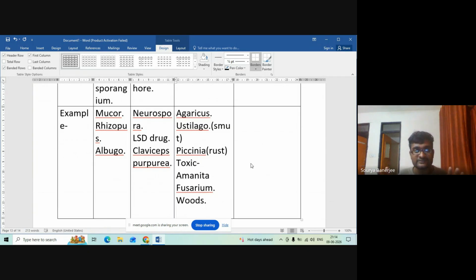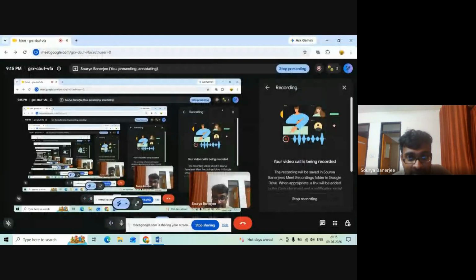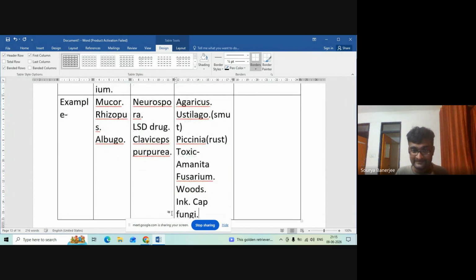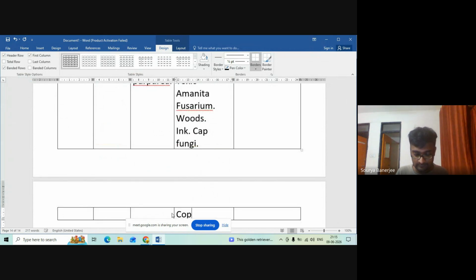And the last example, okay, this is the last one. Please stay tuned, because this is the last example. The last example is from ink. You are now noting down whatever I am telling in your notebook, right? So this ink production happens from a fungus, called the cap fungus, and the scientific name is Coprinus. Okay, done.